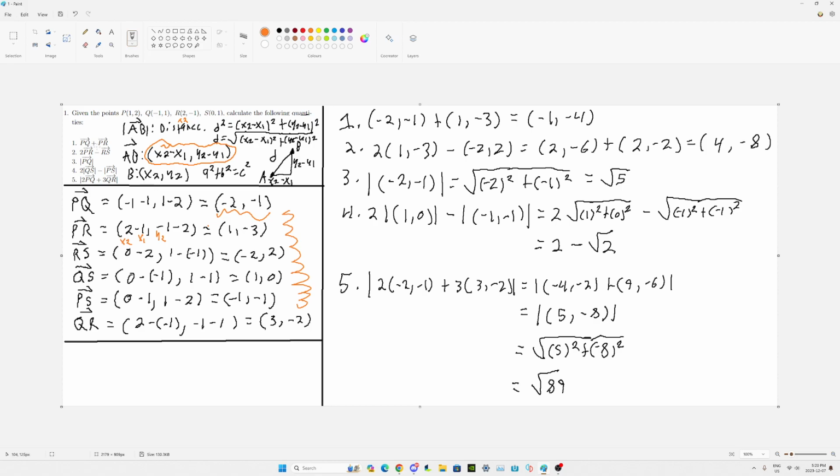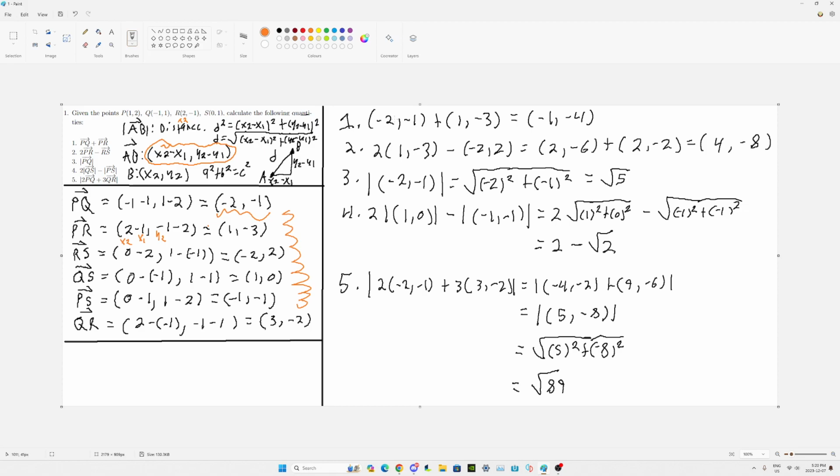I just like to look at the problem, look at all the pieces that we're going to need, and then sub those back in, right? So this is just me going, oh, we have PQ, PR, RS, QS, PS, and then QR. So I'm going to calculate that all, and then I'm just going to plug them all in, right?